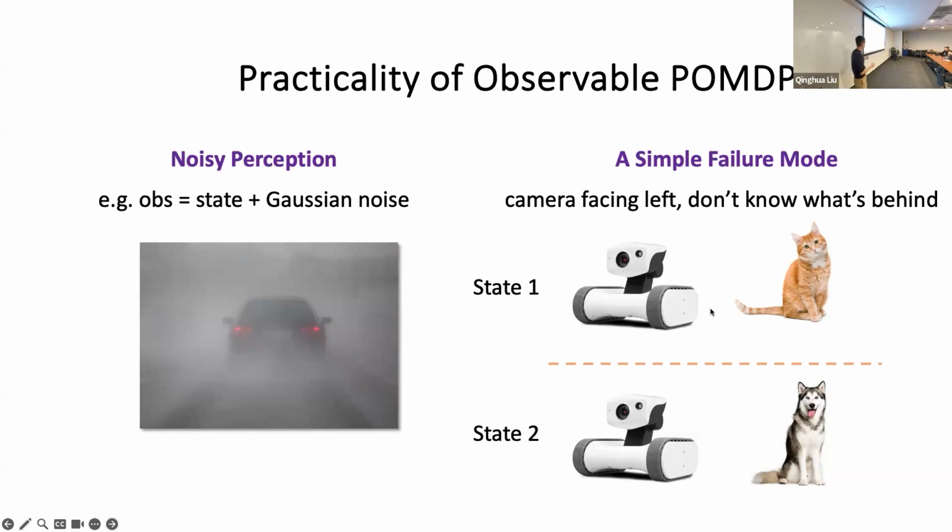But in this case, you can never distinguish these two different states using your observation, because your observations are the same in these two different states. So this is a very annoying failure case, and this is also something pretty common in practical tasks. So how should we fix a failure case like this?